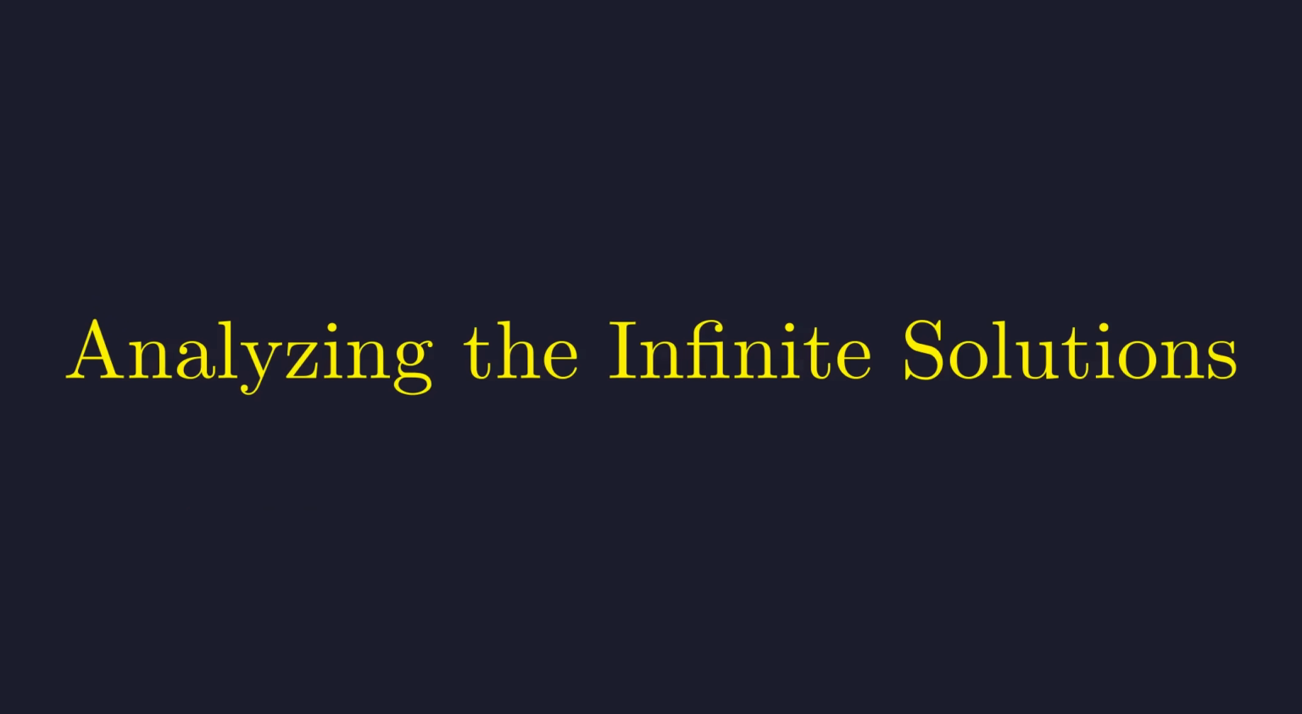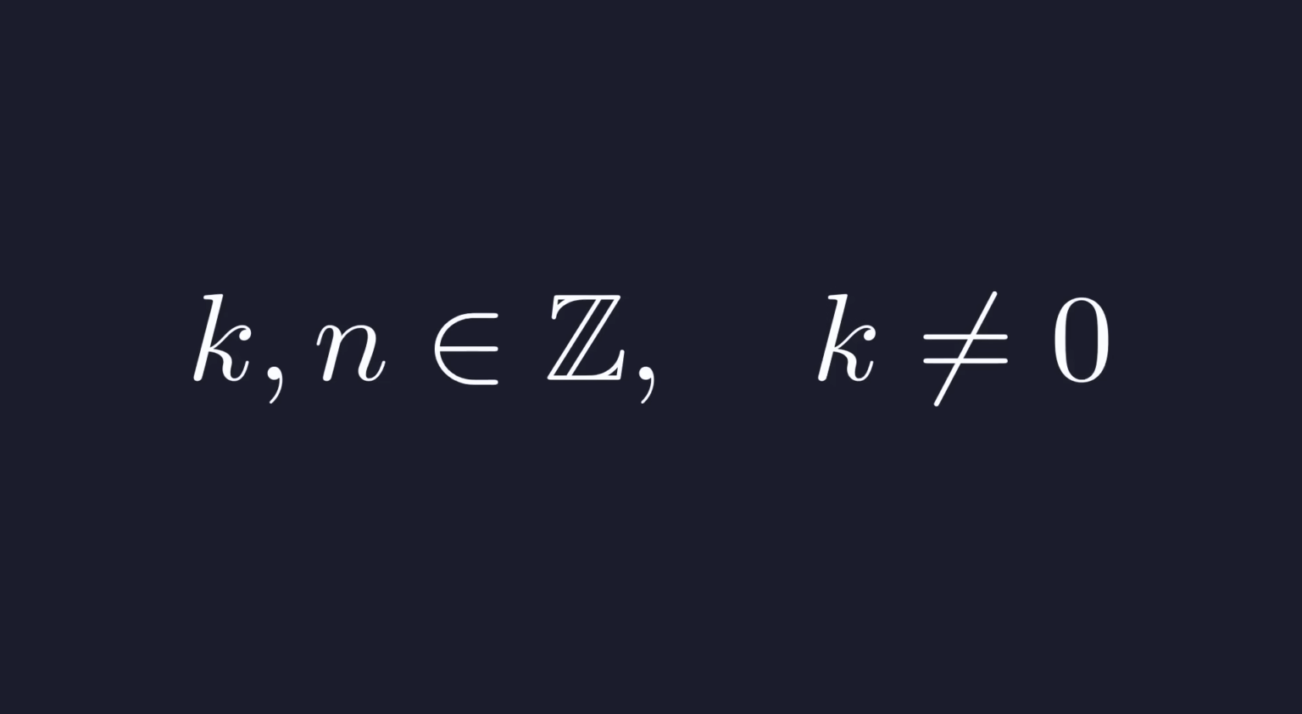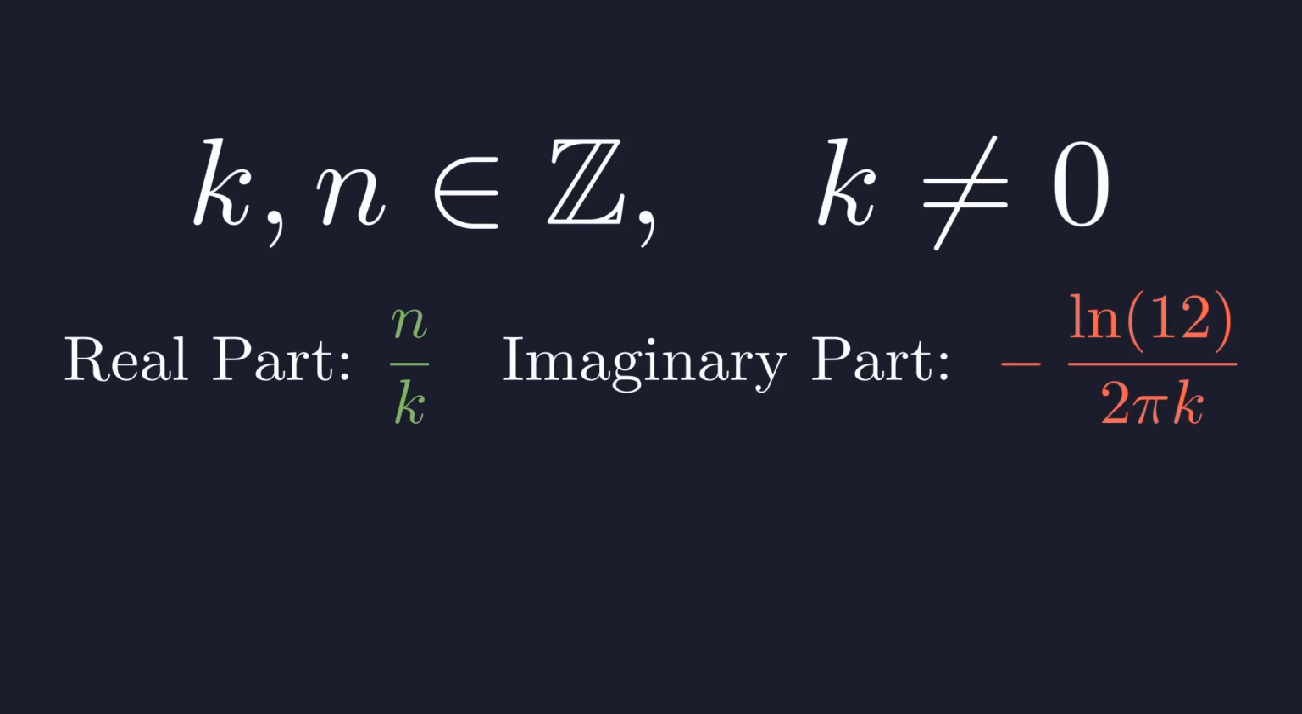Now, this isn't just one answer, it's an entire universe of answers. Remember that k and n can be any integers, but k cannot be 0, since that would cause division by 0. The real part of our solution is n over k, which can be any rational number. The imaginary part depends only on k.